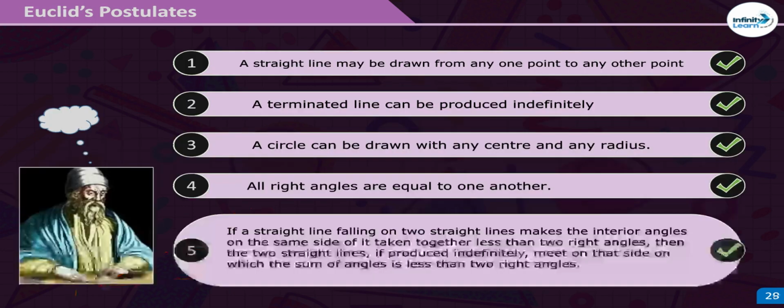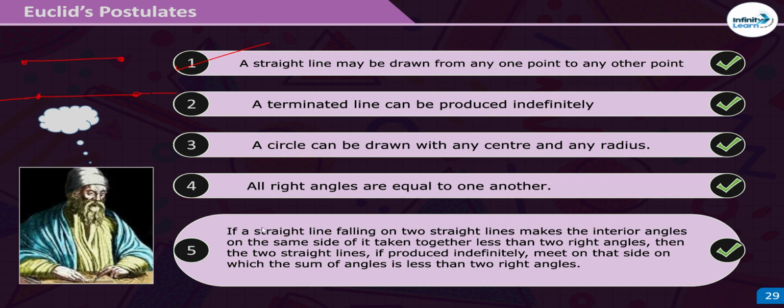So quick summary of what we have studied. How many postulates are there? 5 postulates. A straight line may be drawn from one point to another point. Okay, from here to here, a straight line. A terminated line can be produced indefinitely from both the sides. A circle can be drawn with any center and any radius.